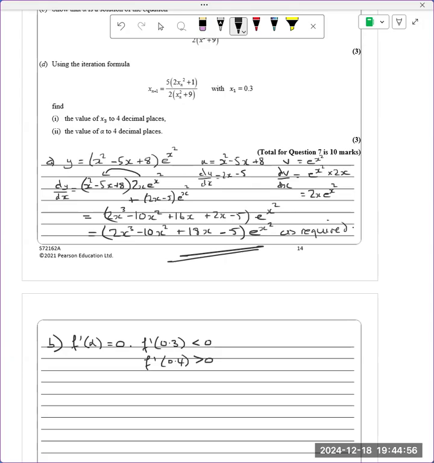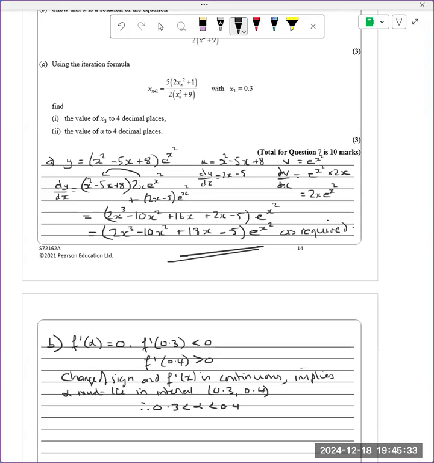So the phrase that we need is: change of sign and f dashed x is continuous implies alpha must lie in the interval 0.3 to 0.4. Therefore, 0.3 is less than alpha is less than 0.4.